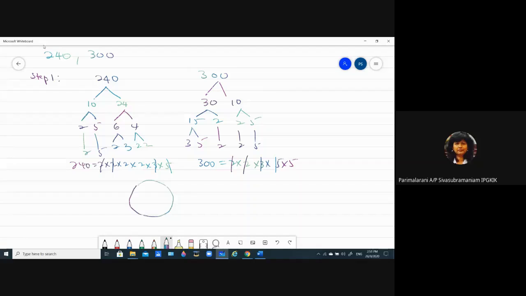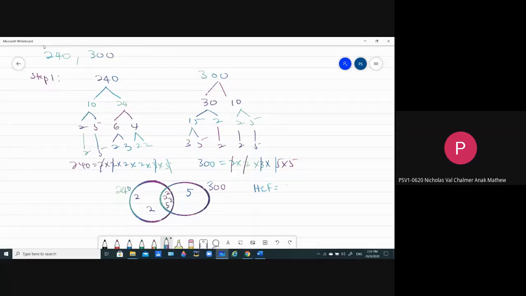So draw your Venn diagram. This circle is for 240 and this circle is for 300. In your intersection, put in all the common factors first: 2, 2, 3, and 5. What is left for 240? 2 and 2. What is left for 300? Only 1, 5.